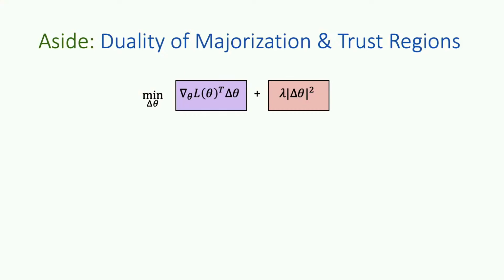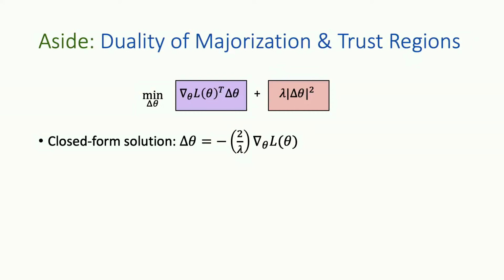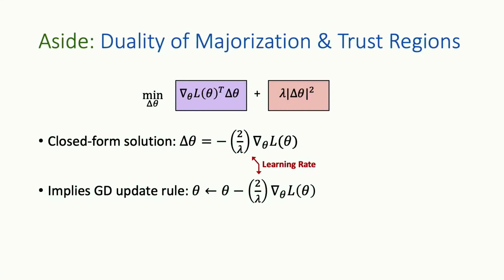As a quick aside, you can think about the duality between majorization and trust regions. So for example, this is the majorization for gradient descent. People like it because this particular majorization has a closed form solution, which is the formula you see implemented for gradient descent. It's the closed form solution to this majorization. It implies the gradient descent update rule.